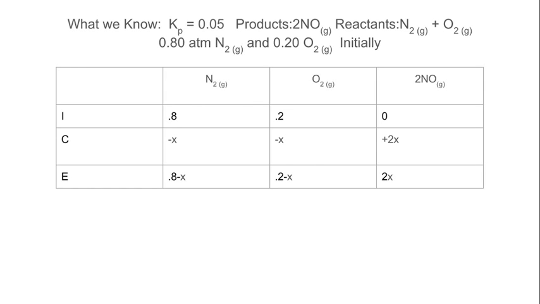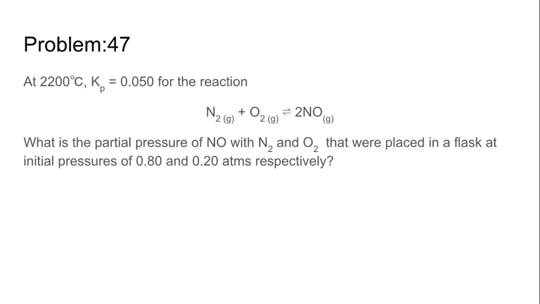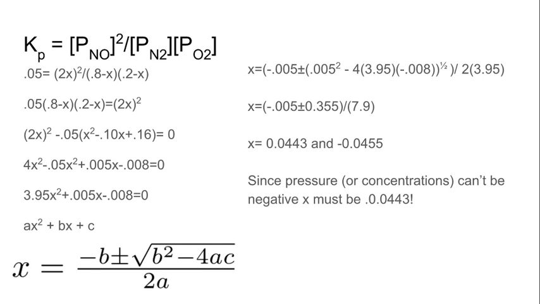Now, how are we going to solve for the partial pressure of NO with N2 and O2 at equilibrium? Well, we have to plug it into the equation. The equilibrium constant for pressure is equal to the pressure of NO squared divided by the pressure of N2 times the pressure of O2. Basically, products over reactants. Now, how do we know that NO is squared? Well, that's because the square is the coefficient of NO.